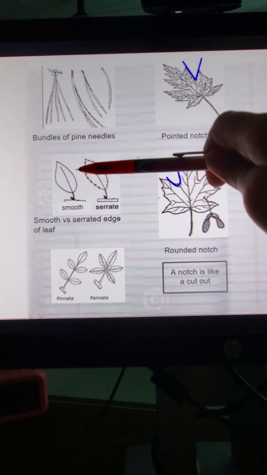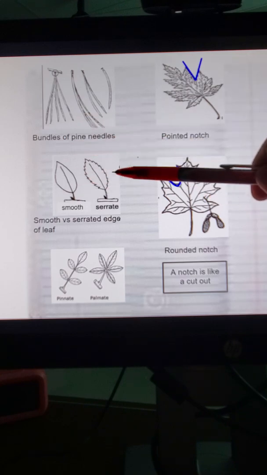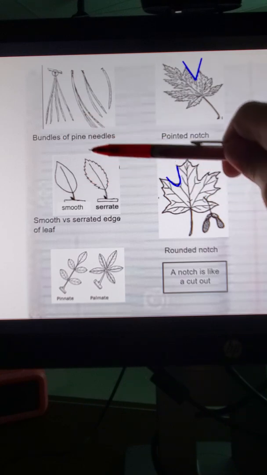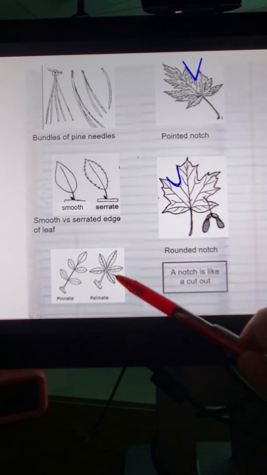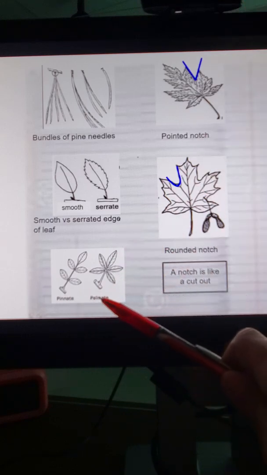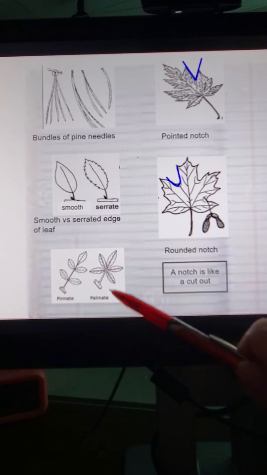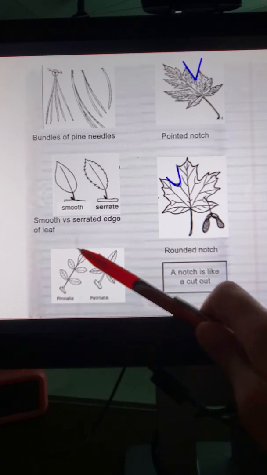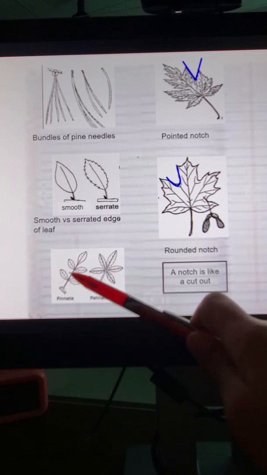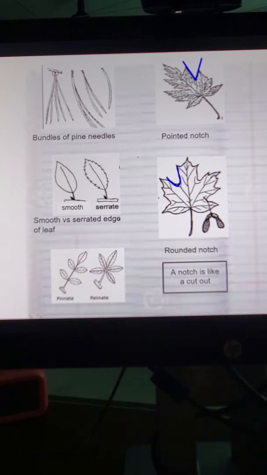Another definition you need to know that is sometimes asked, it asks you to examine the leaf and determine, are the edges of the leaf smooth or are they serrated or jagged? Okay, here's our smooth, here's our serrate. Palmate and pinnate. So palmate means the leaves come out from like a central point. Pinnate means they come out from just along the stem.